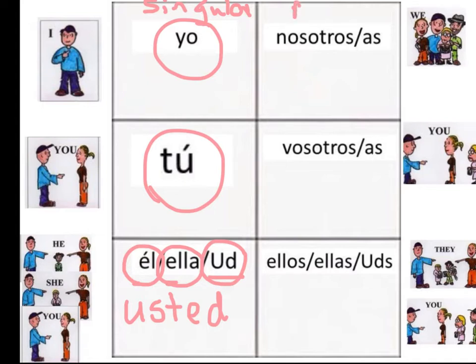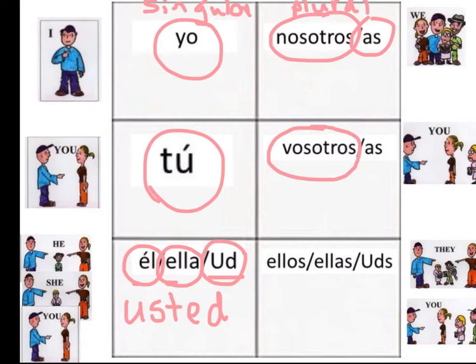Over on the plural side, we have nosotros, if you're a boy, or nosotras, if you're a girl, and that's for we. To say you, plural, when you're talking to a group of people that are familiar to you, like your family, and you're talking to all of them, you would use vosotros if they're all male, or they're a mixed group, and vosotras if they're all female.